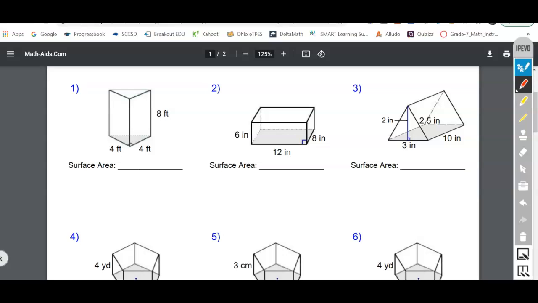So what do we get? 32? Point something or just even? And that would be square inches.